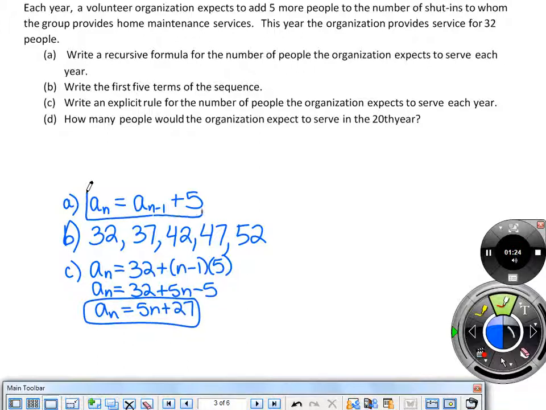Notice the difference between the explicit and the recursive rule, that the recursive rule is basically saying add 5 from the previous one to get the next. And the explicit rule allows you to plug in a value for n to obtain a sub n.